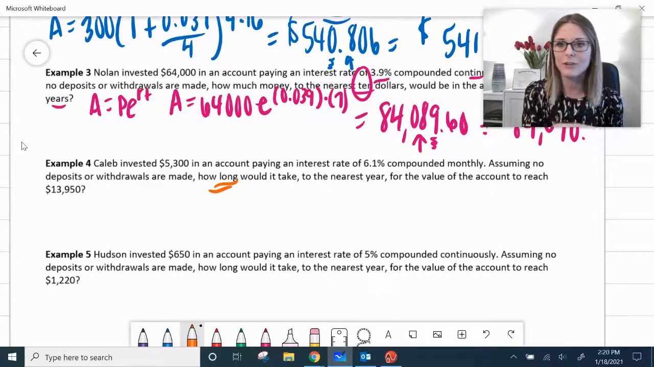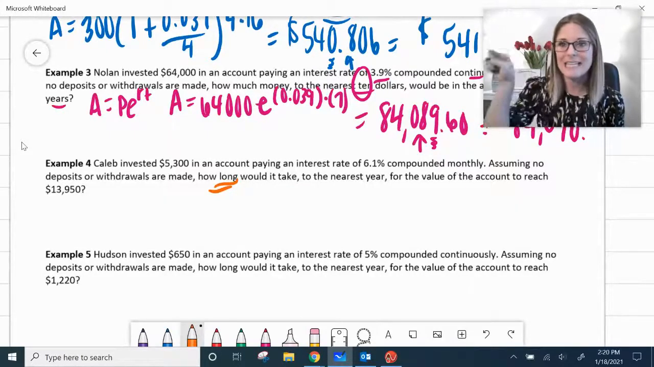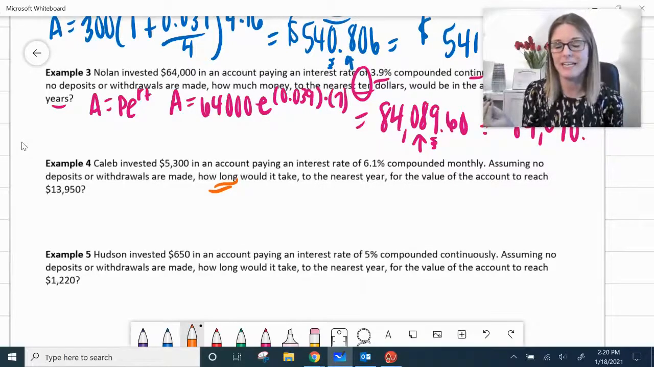So a week or so ago, we worked with similar problems where we were looking for how long. In these same problems, the time is my exponent again. So we are going to be utilizing the calculator and the insolve function to answer these. Okay, so let's look at it. Do you see the word continuously? No. So this is a regular compound interest problem.